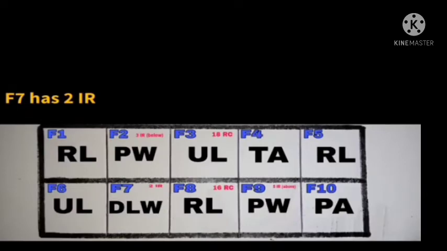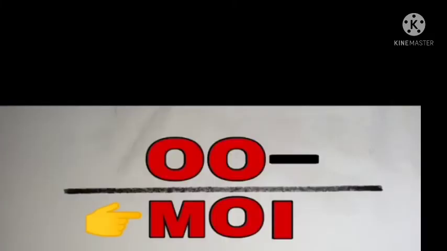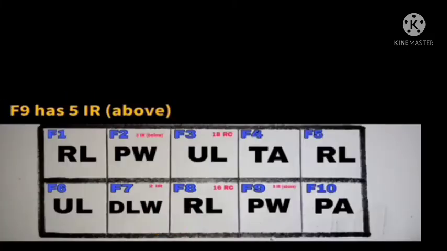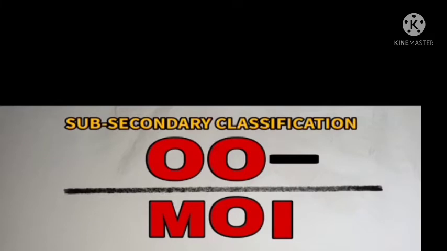Finger 7, double loop whorl, 2 intervening ridges. Therefore, it is meeting. Finger 8, radial loop with 16 ridge count. Therefore, it is outer. Finger 9, plain whorl with 5 intervening ridges above, therefore it is inner. And now you have the sub-secondary classification.